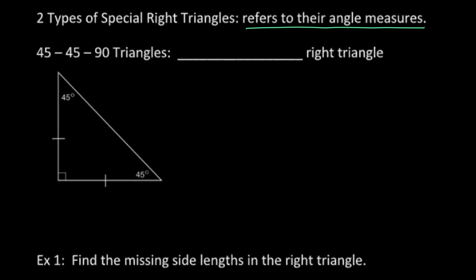Now, what type of triangle is this? It's a right triangle. What else do you know about it? Absolutely. It's isosceles.